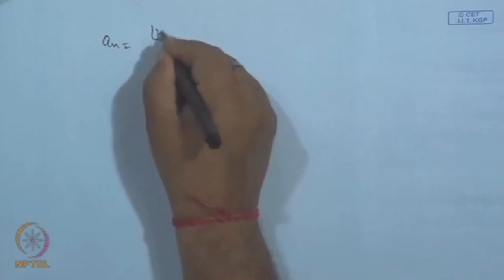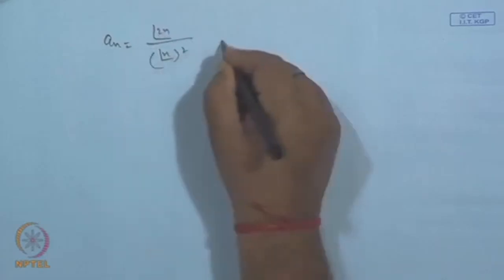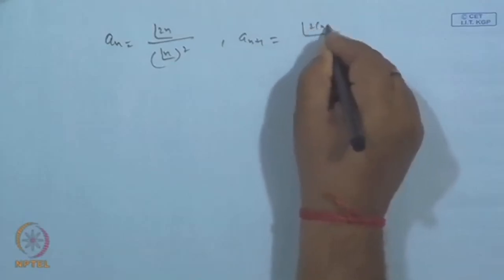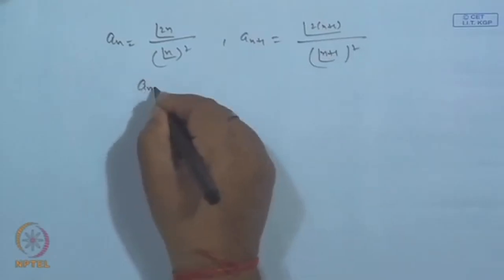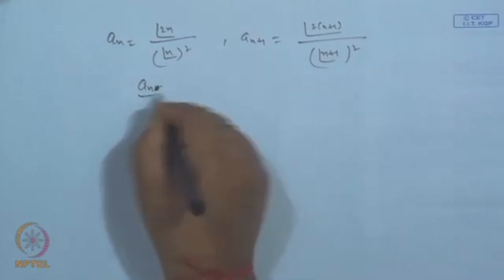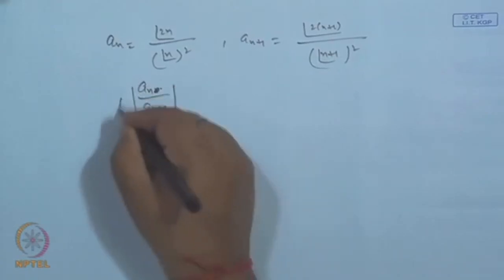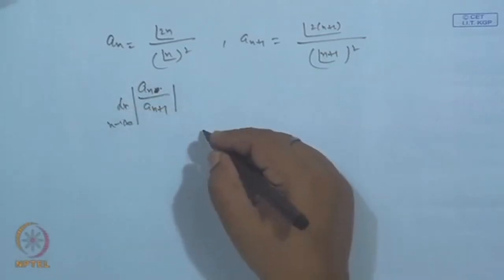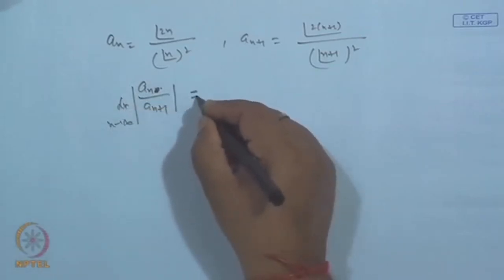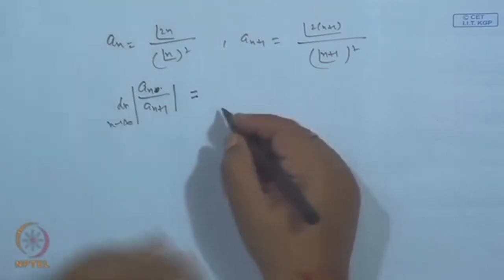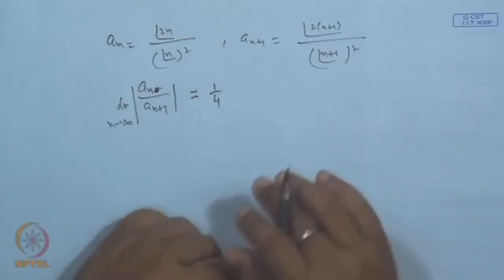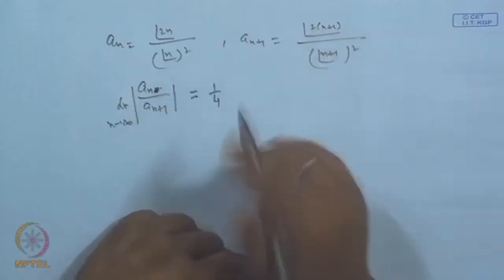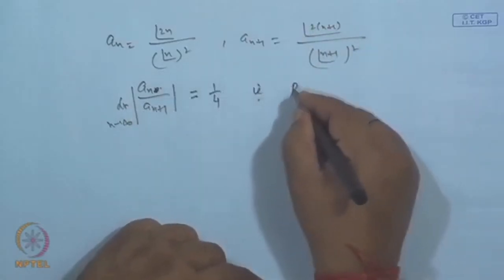So what is our a n? a n becomes factorial 2n over factorial n square. So a n plus 1 is factorial 2n plus 2 over factorial n plus 1 whole square. So a n over a n plus 1, the limit of this as n tends to infinity gives the radius of convergence. If I compute it, the limit comes out to be 1 by 4, using the factorial values. It means the radius of convergence R is 4.